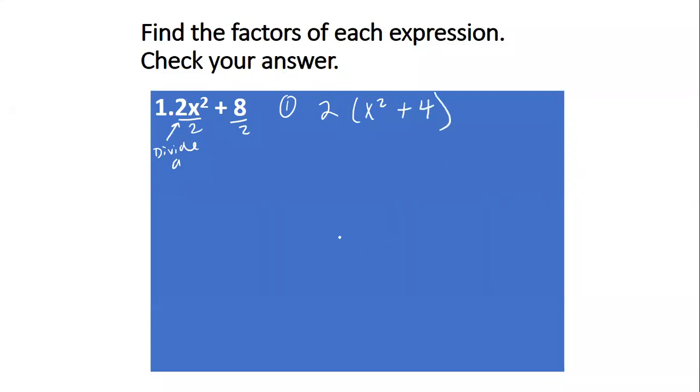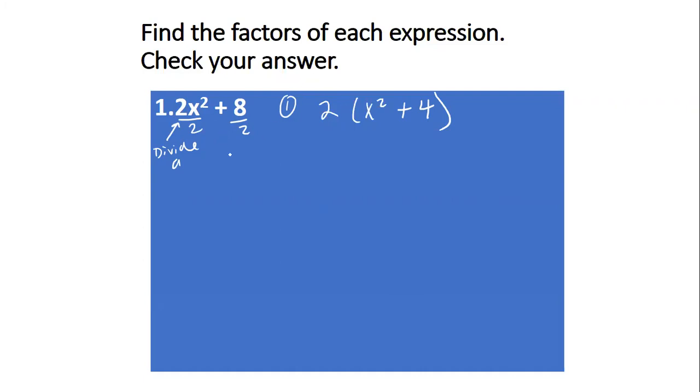What are your questions in step 1? No questions? Because 2 and 8, are they perfect squares? No. So they won't allow us to use that rule. That's why I said it all comes together.